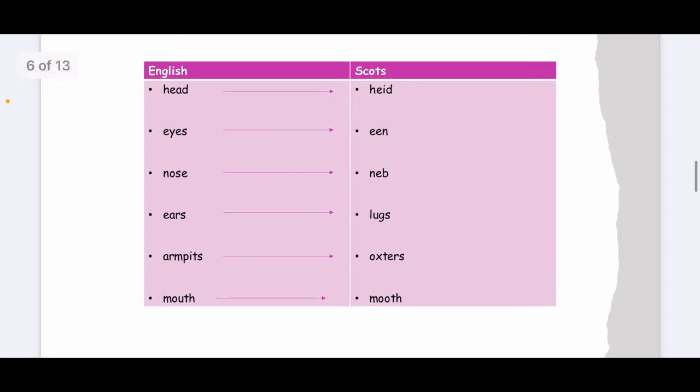So here are some of the words we looked at last week. In English we have head, which is heid in Scots, eyes, which is een, nose, which is neb, ears is lugs, armpits is oxters, and mouth is mouth. So you might want to use some of these words in your longer description, in your full sentences, if you haven't used some of these words in the description already.